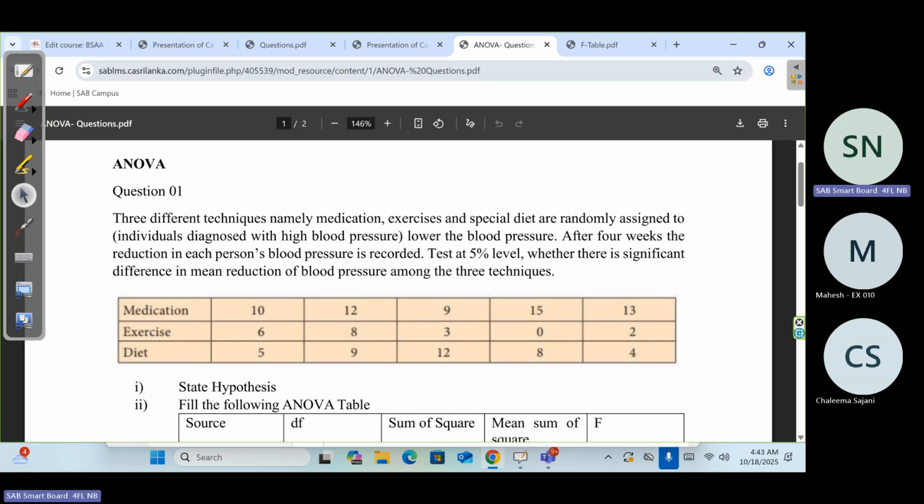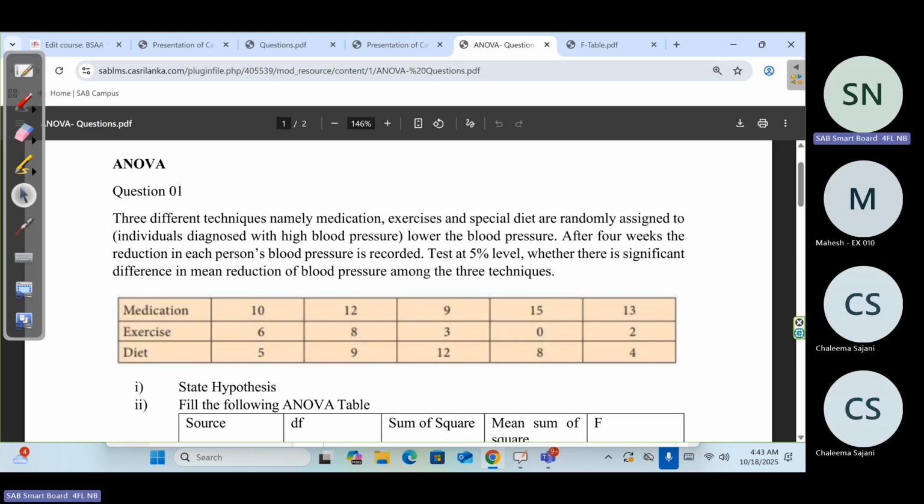Special diet are randomly assigned to lower the blood pressure. After 4 weeks, the reduction in each person's blood pressure is recorded. Test at 5% level whether there is a significant difference in mean reduction of blood pressure among the three techniques. Now we need to find out whether there is a difference between the average values of these 3 techniques.